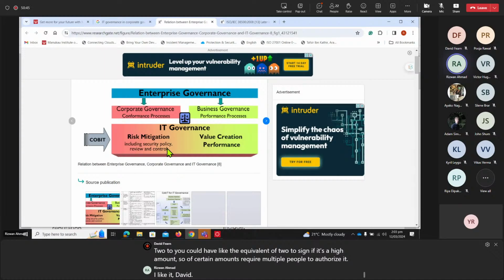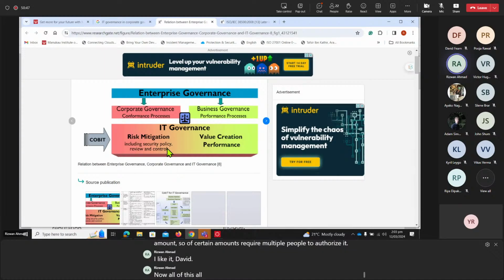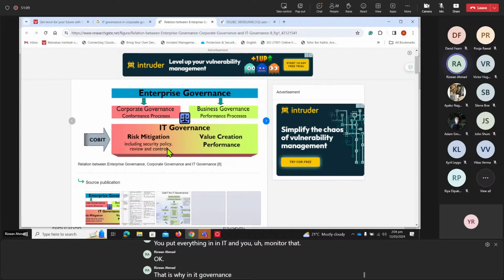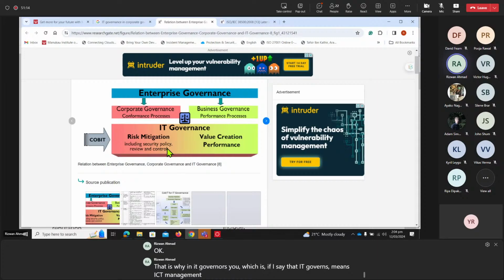Now, all of the suggestions made are IT suggestions. So you all agree with me that if you want to avoid any corruption, you put everything in IT and monitor that. That is why in IT governance, remember this: IT governance means ICT management. ICT management is actually IT governance.